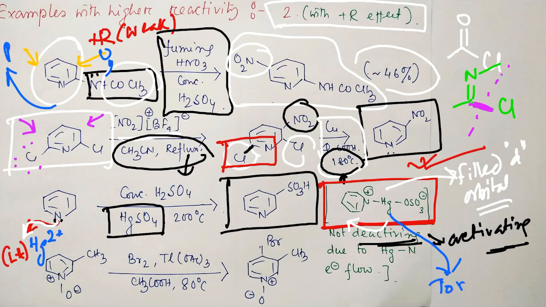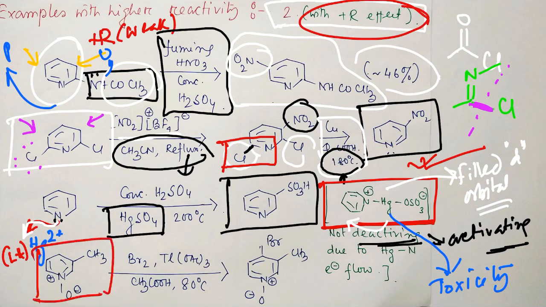But why have I told this example to you? Because you should know the chemistry first. You should know the hazard first, so that you can design something less toxic which is helpful for mankind. Fine. And the last but most important modification of pyridine for its activation through plus R effect is N-oxide formation. So in this case, see, this is pyridine N-oxide.